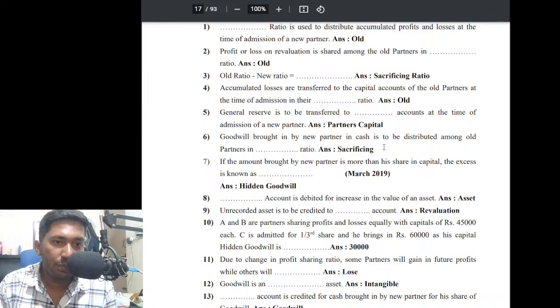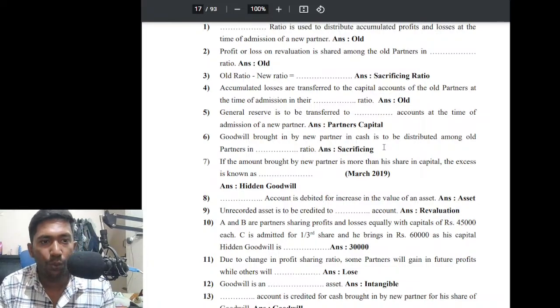And for 6 marks, as I told you, interest on drawings, executor's account, and preparing income statement and balance sheet as per Schedule 3 of the Companies Act. And next you have current ratio, liquidity ratio, actually current ratio and quick ratio. These are the very easy problems. You can easily do it.